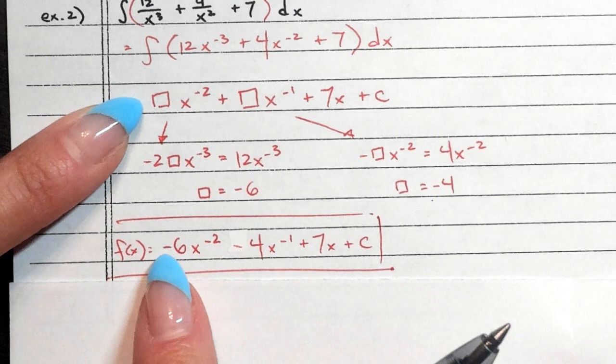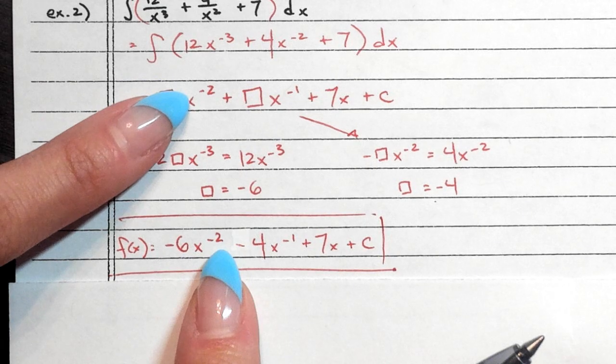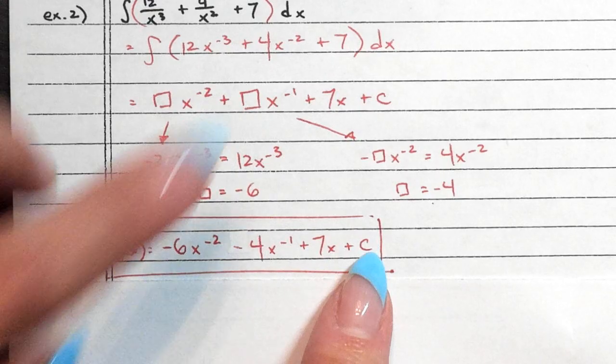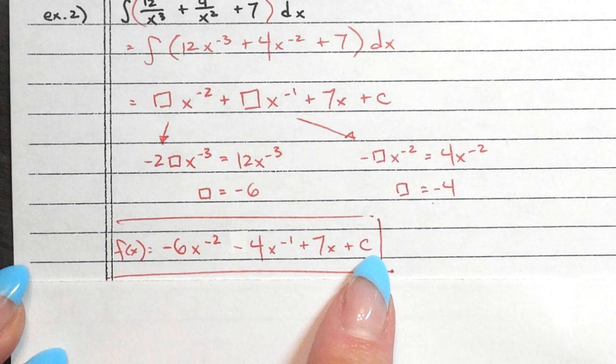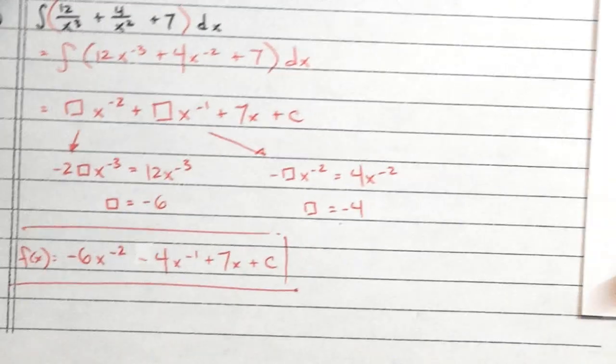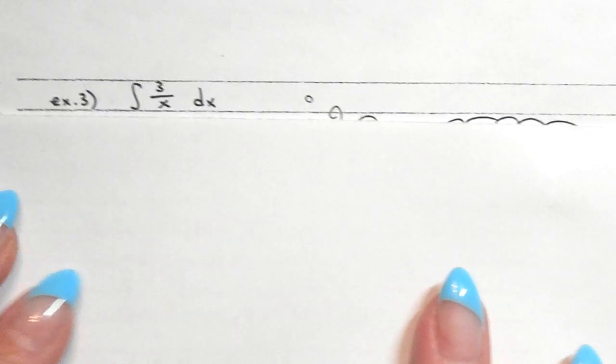That's it. See how it's the same thing? The -6 goes here, here's my x squared. The -4 goes here, here's my x to the -1, here's my 7x, and my c plus c, okay? Okay, so I want you now to try, don't fake it, don't copy me, try number 3.